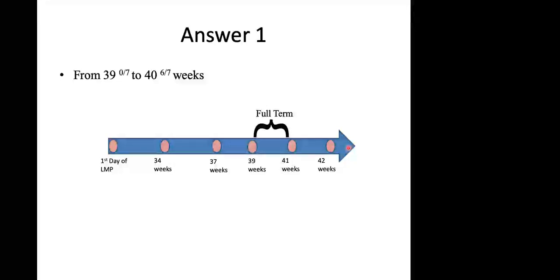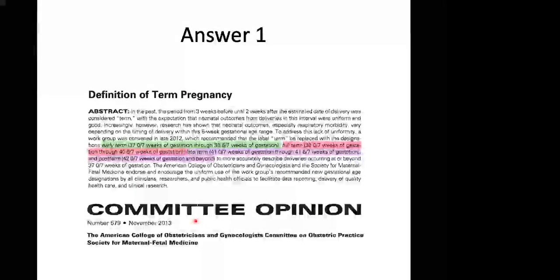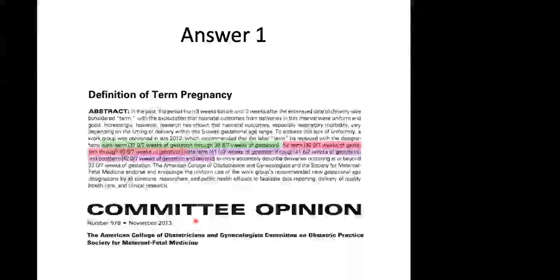Whatever happens after 42 weeks is post term. So these are different categorizations. And to emphasize, the deliveries should happen between 39 to 41 weeks. That is the ideal time to deliver. This is the 2013 ACOG recommendation, and after that, the whole definition is changed.